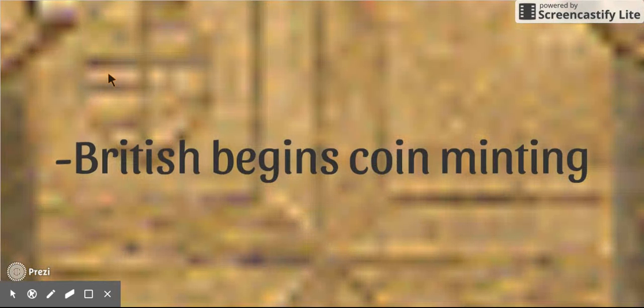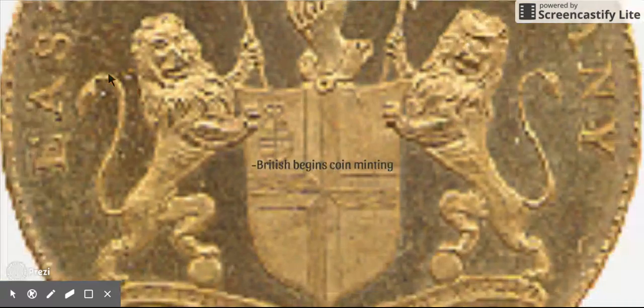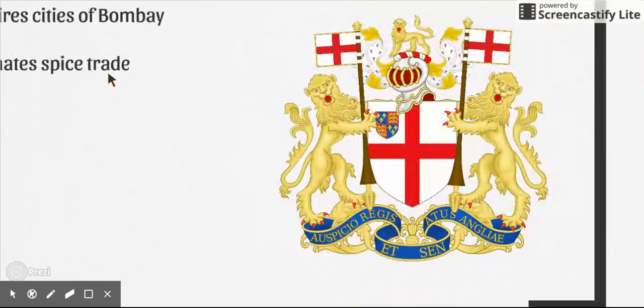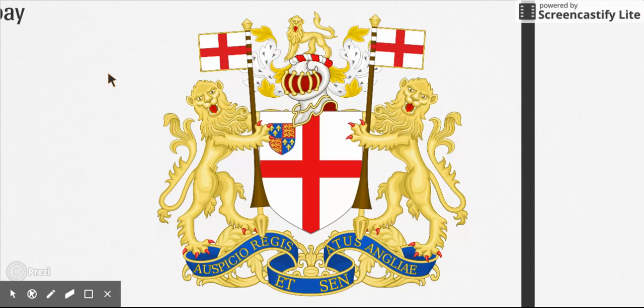The act of minting coins in India showed competition against Mongol currency and authority. Here is an example of what the minted coins looked like, and this is the logo of the East India Company.